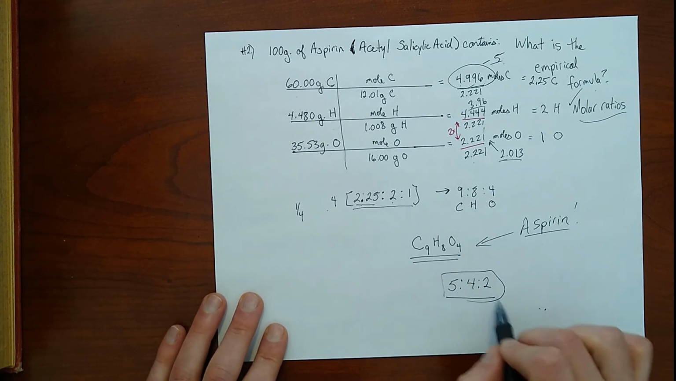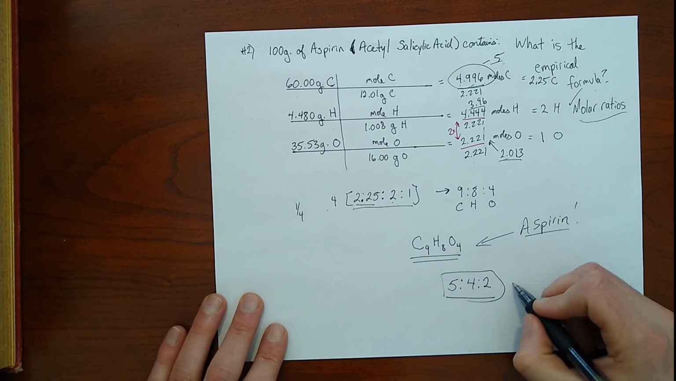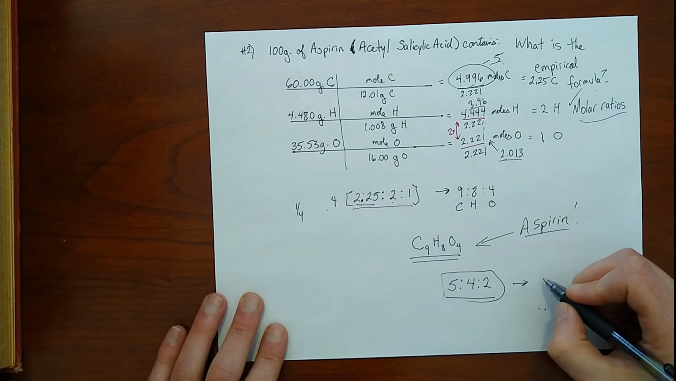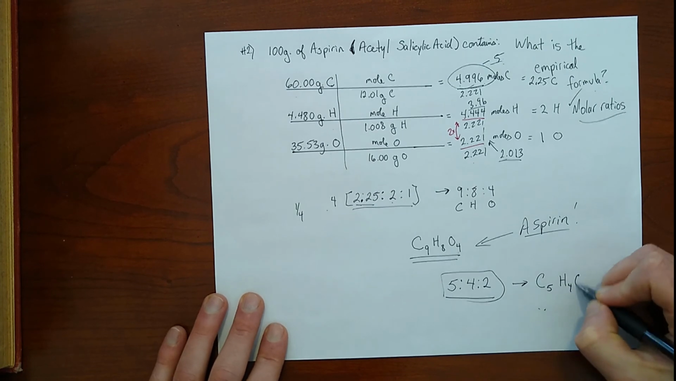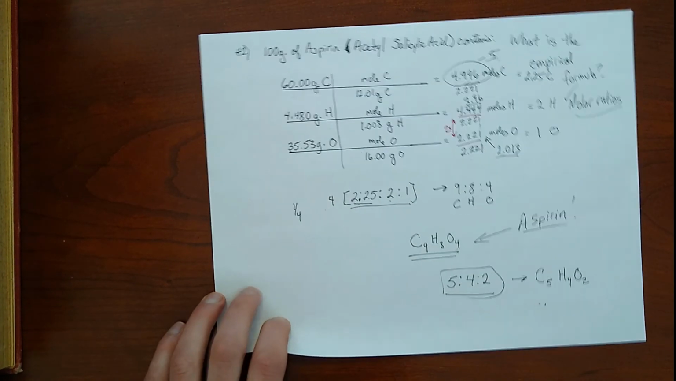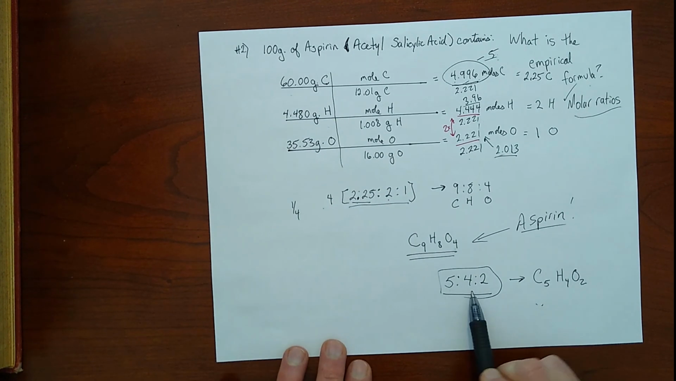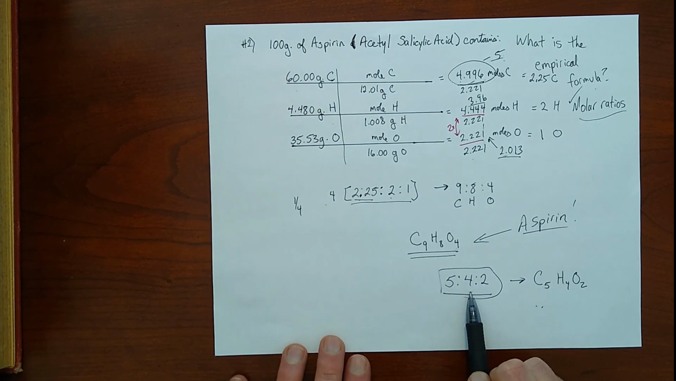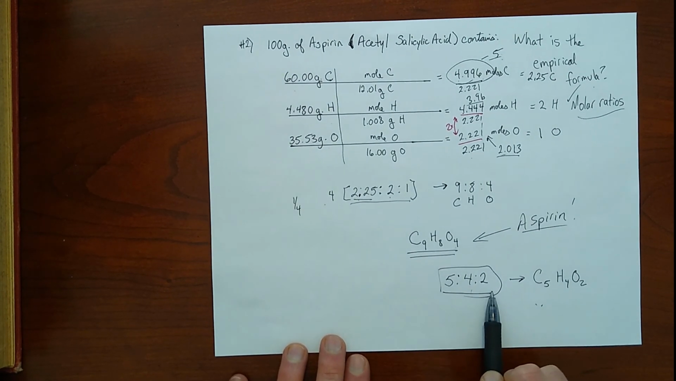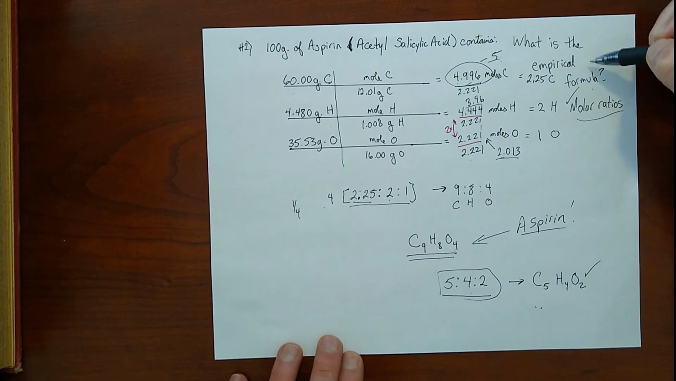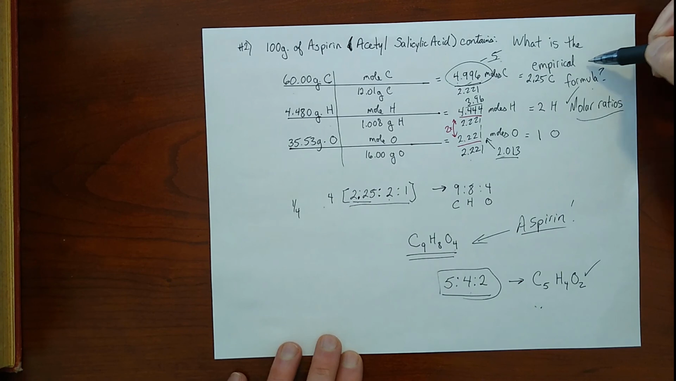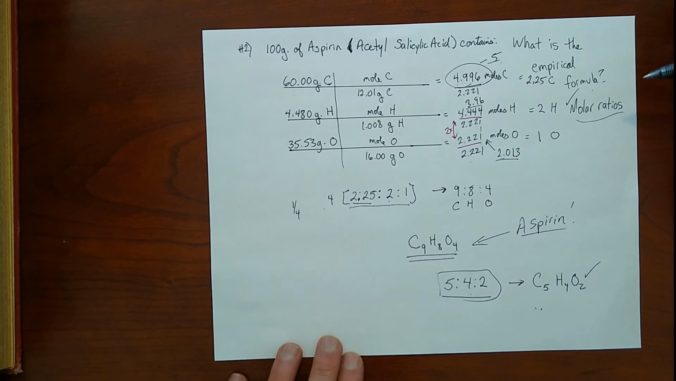That is going to be our molar ratio. That is going to give us our empirical formula. So if those were the numbers, we would just at that point write C5H4O2, and we'd call it good, because this doesn't simplify any further. It's the simplest ratio, and it's all whole numbers. So we have what we want. Remember, that's what the empirical formula is. It's the simplest whole number ratio between the elements.